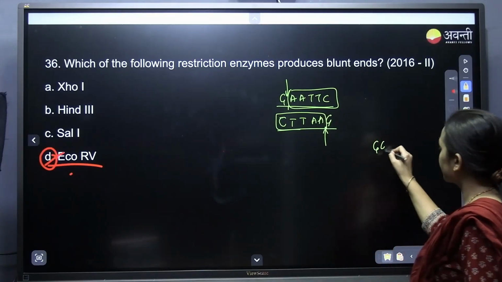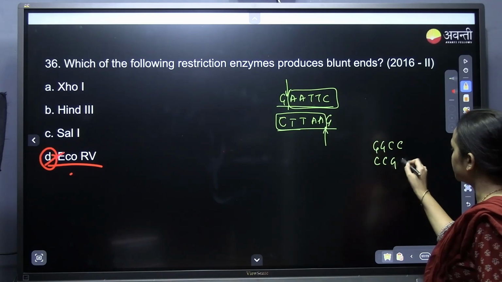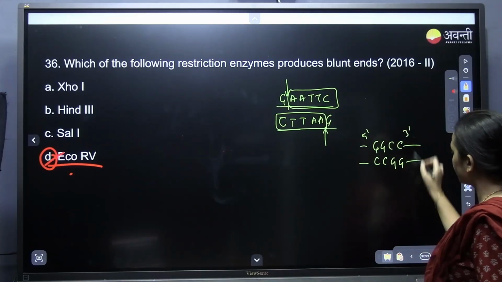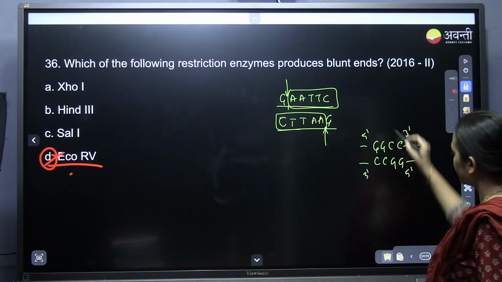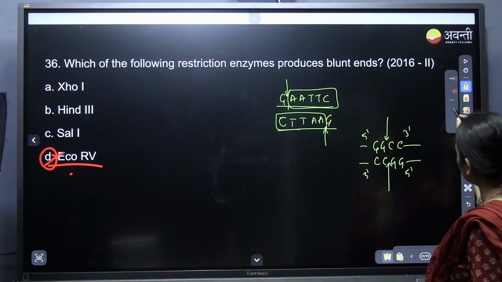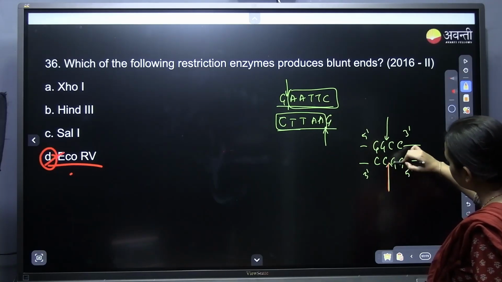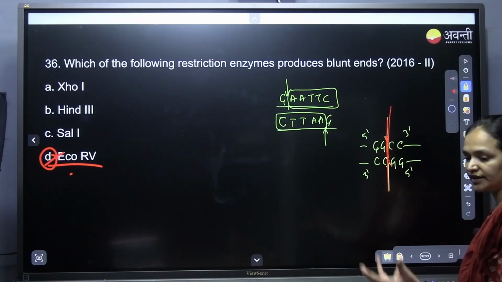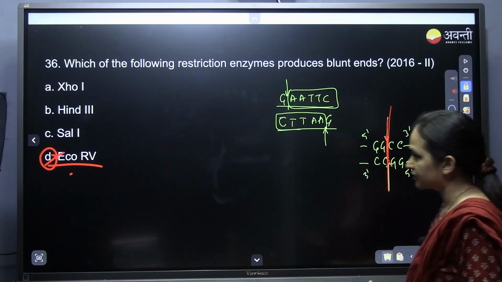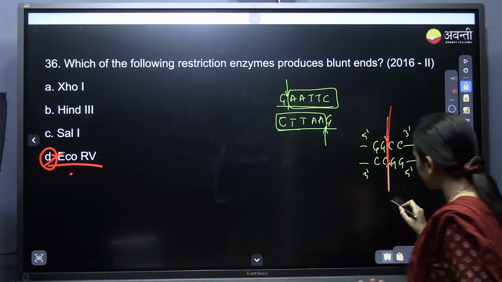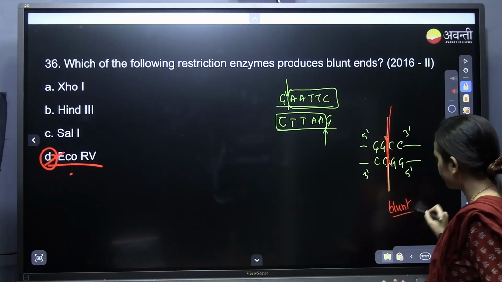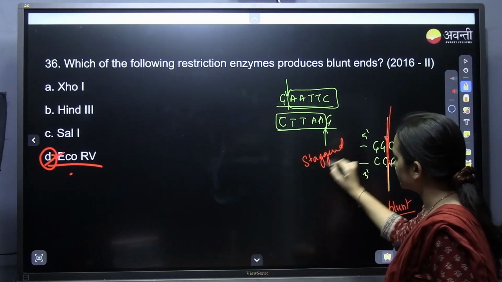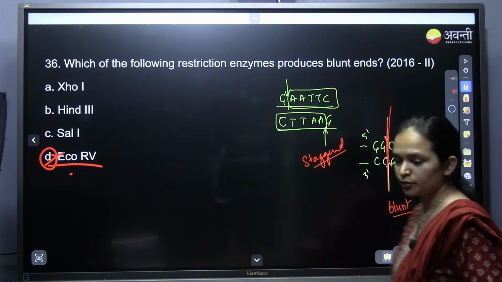Otherwise, if it is like GGCC, CCGG, a sequence 5 prime to 3 prime, and it cuts in this particular manner, there are no overhanging ends. That is called blunt ends, and this is called staggered end. So EcoRV produces blunt ends.